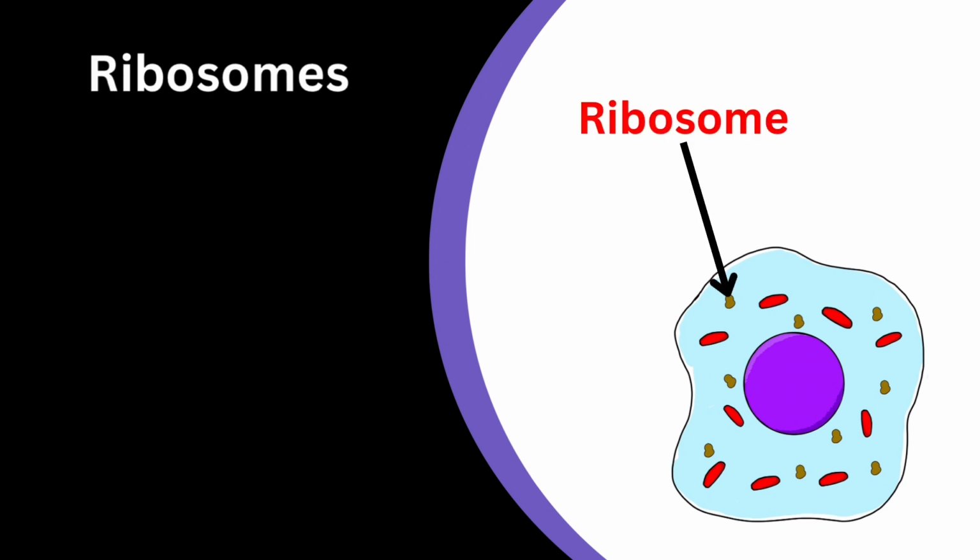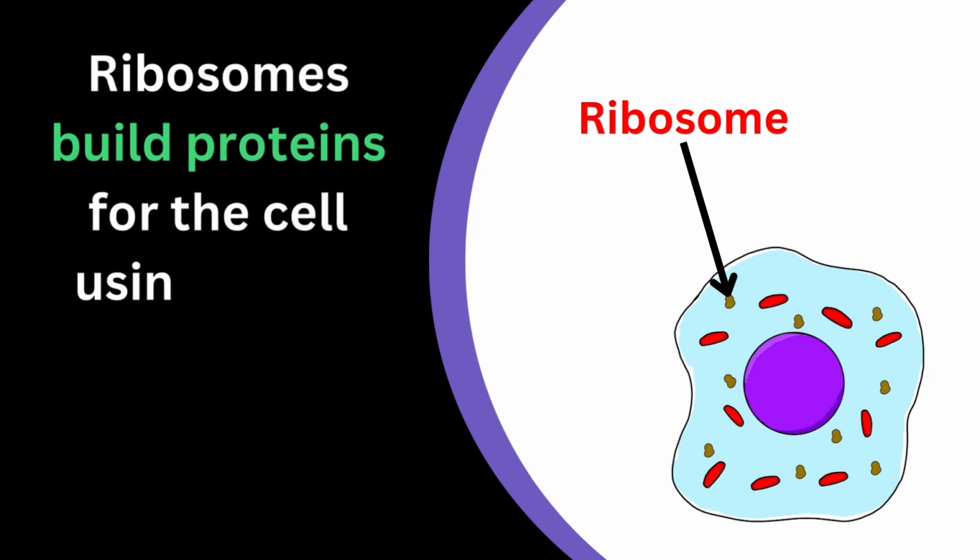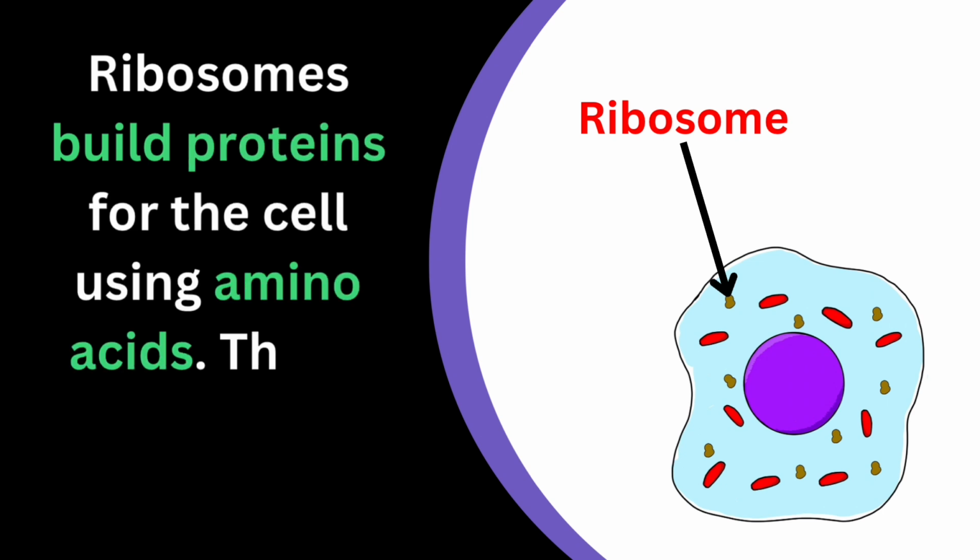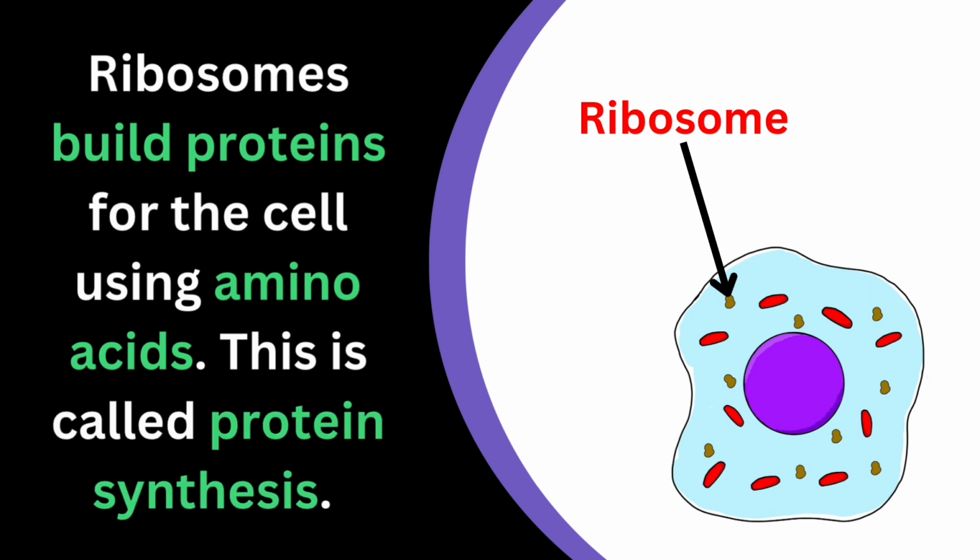So here's the answer. You can see the arrow pointing to the ribosomes, so you could label any of the brown ribosomes. And the sentence for 3 marks, you need to say that ribosomes are building proteins, so 1 mark for that. They build proteins for the cell using amino acids, so another mark for amino acids, and this is called protein synthesis, so you could get a 3rd mark for that.